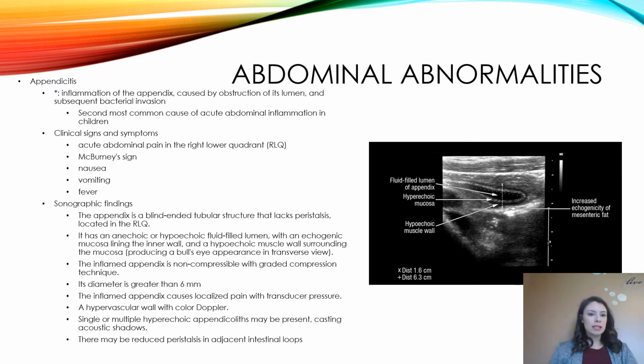The next one is appendicitis, and this is the inflammation of the appendix caused by obstruction of its lumen and subsequent bacterial invasion. This is the second most common cause of acute abdominal inflammation in children. Some clinical signs and symptoms are acute abdominal pain in the lower right quadrant, the McBurney sign, nausea, vomiting, and fever. Some lab findings are leukocytosis, which is an increase of white blood cell count, and there might be a urinalysis to indicate a few white or red blood cells.